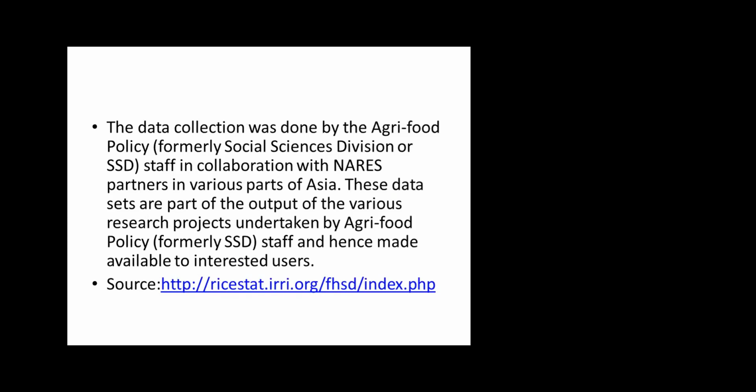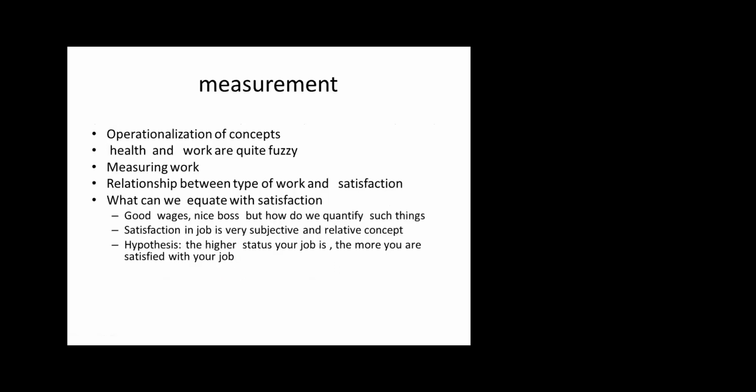Right, this is done by the Social Science Division of the institute with NARES partners in various parts of Asia. They are outputs of various research projects undertaken by the institute and hence made available to interested users. You can actually use them and compare it perhaps to Africa. You can just ask permission from them. So you don't have to collect data all the time. You may want to compare Asian farming practices, that's one research, to that of Africa. Rice farmers' practices. Now let's go to the first one. So that's just an introduction of data that has been collected.